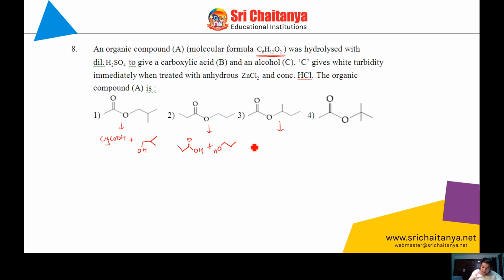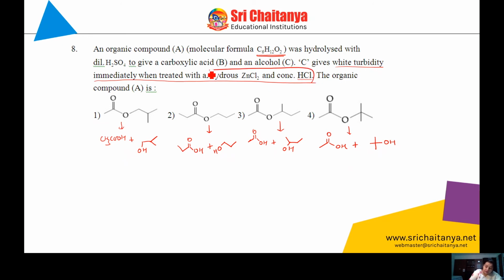Third will give me ethanoic acid, 2-butanol. Fourth is giving me ethanoic acid plus tert-butanol. Right? So what does it say next? C gives white turbidity immediately when treated with anhydrous ZnCl2 and concentrated HCl.